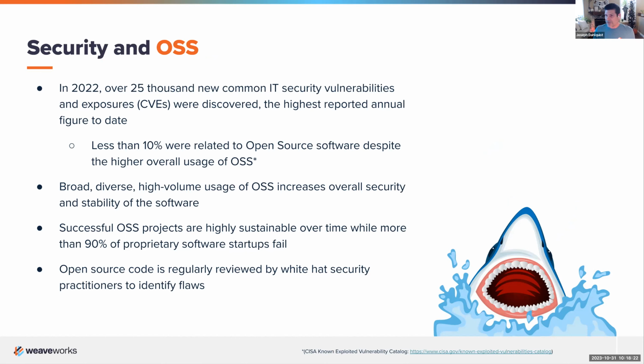A couple more statistics that I found really interesting that I wanted to share with our audience. In 2022, more than 25,000 new CVEs were discovered, right? And this is the highest it's ever been, and we're probably on trend for this to just continue. So every year there's going to be a greater number than ever before of new critical vulnerabilities and exposures that get reported. But despite the massive use of open source software, only 10% of those CVEs were related to open source. And that's according to CISA's KEV catalog, the known exploited vulnerabilities catalog.